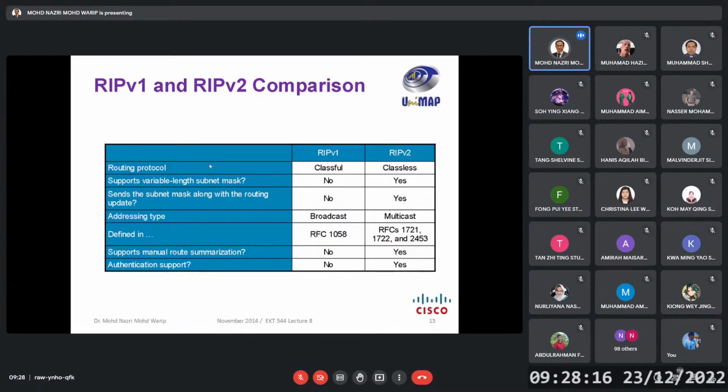Okay, the routing protocol for RIP 1 is the old one. Okay, sekejap.